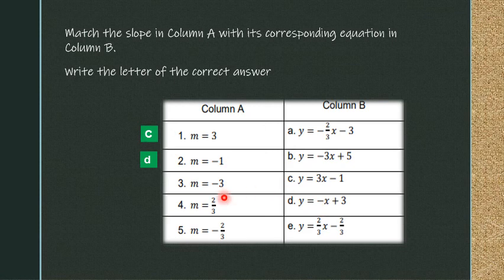For number 3, we have negative 3. So let's find the negative 3 slope here. As you can see, only letter B has negative 3. So we're going to write the answer, letter B. For number 4, we have positive 2 over 3. A is negative 2 over 3, so that's not it. So letter E is the positive 2/3 slope. Therefore, the answer is letter E. For number 5, we have negative 2/3. So we identify that the answer is letter A, because the slope is negative 2/3. So that's the final answer.